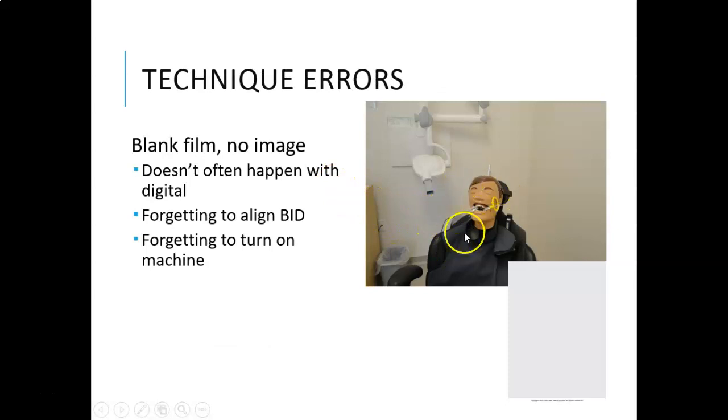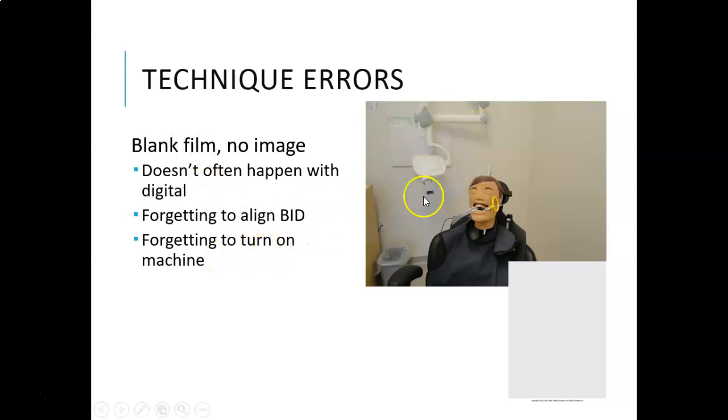So when we're in our operatories and we take a film and it's blank, there's no image, then what could have happened? Well, this doesn't often happen with digital, but it might be that we left the BID over at the wall. Maybe we set everything up and said, okay, you're good, and then we went and pushed the button, but we forgot to bring the BID over. So this happens especially when we're nervous and we're thinking of all kinds of things, and we're just trying to make sure that our placement is right and that the patient is tolerating it, and then we totally forget that we need the tube head.